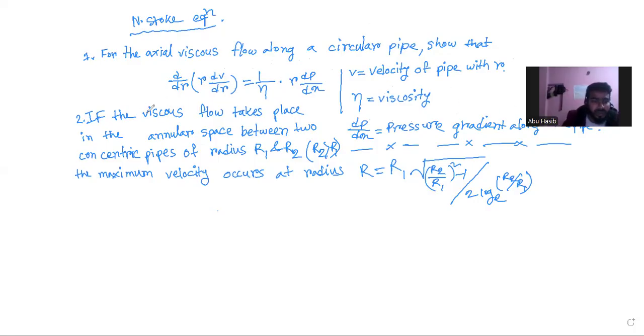And in question number 2, if the viscous flow takes place in the annular space between two concentric pipes of radius R1 and R2, where R2 is greater than R1, the maximum velocity occurs at radius r is equal to R1 times the root of ((R2 by R1) whole squared minus 1) divided by 2 log e of R2 divided by R1.